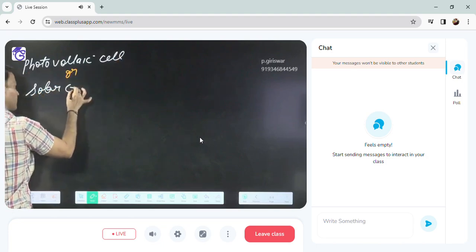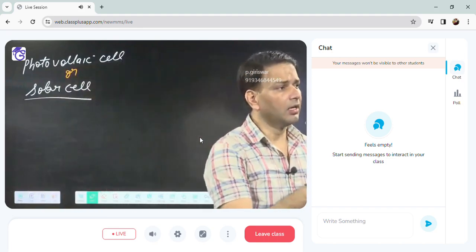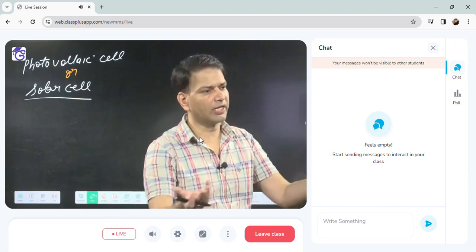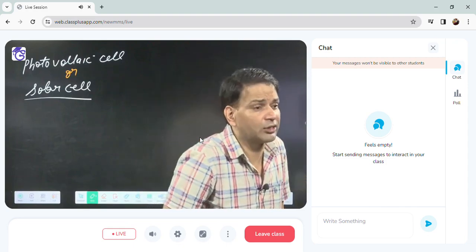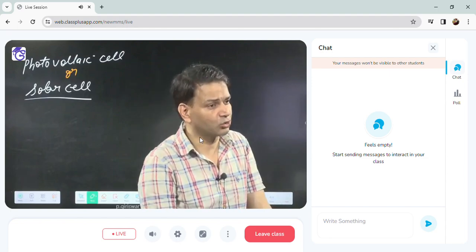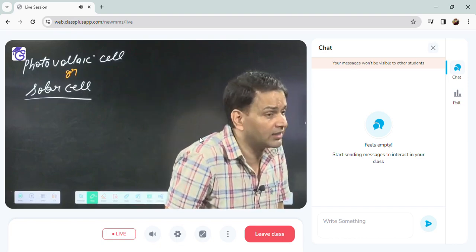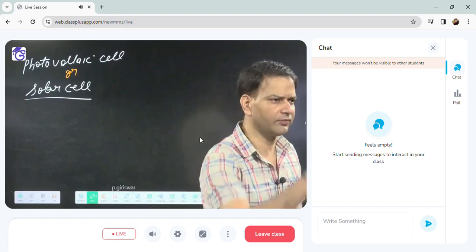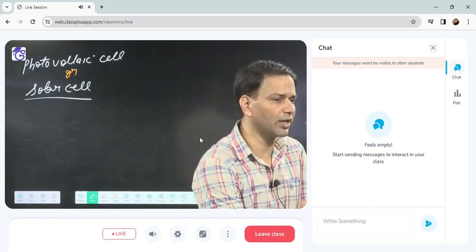So, the solar cell or photovoltaic cell. From the name it is clear, and I think everybody knows we are using solar cells and solar panels at home also. So what does the solar cell do? A solar cell converts solar energy into electrical energy. Last year this question was asked. We are using the solar panel at home also. So it converts solar energy into electrical energy.